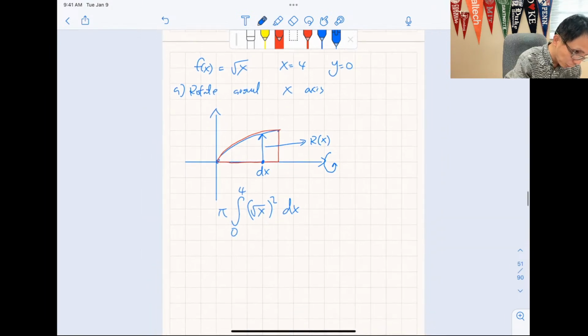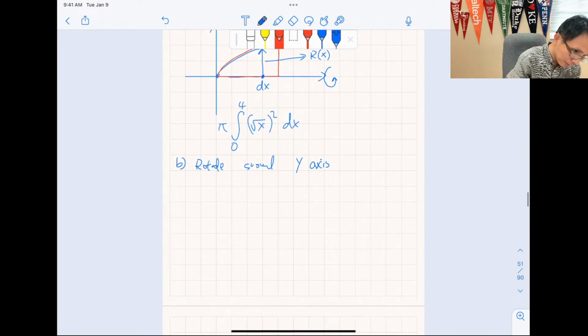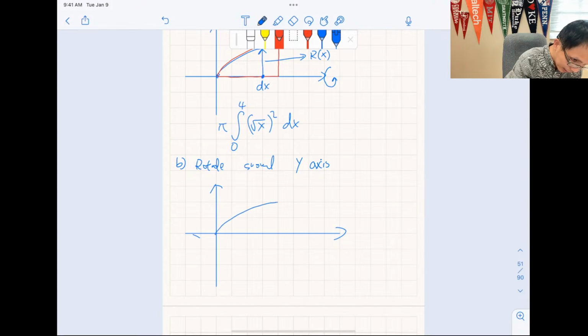Now, what if this function rotates around the y-axis? I'm going to guide you through this one again, but let's draw it together. Let's draw the function. If you draw the function, it's going to be like this, and like this, and like this, and like this. Where's my axis of rotation?